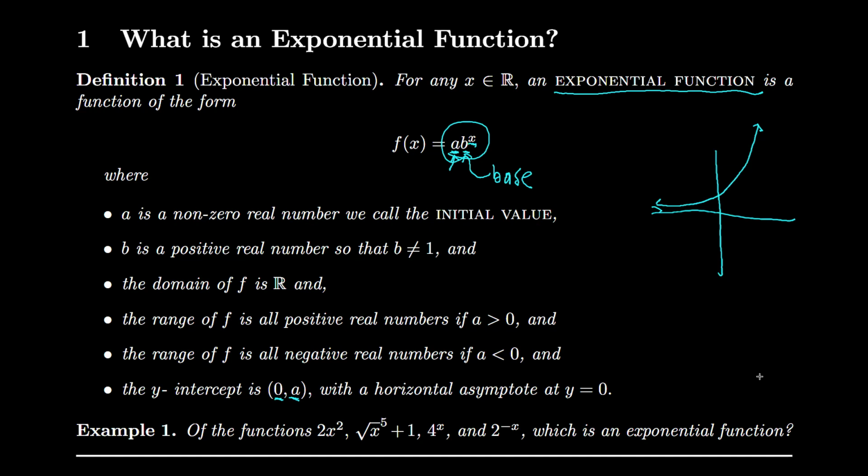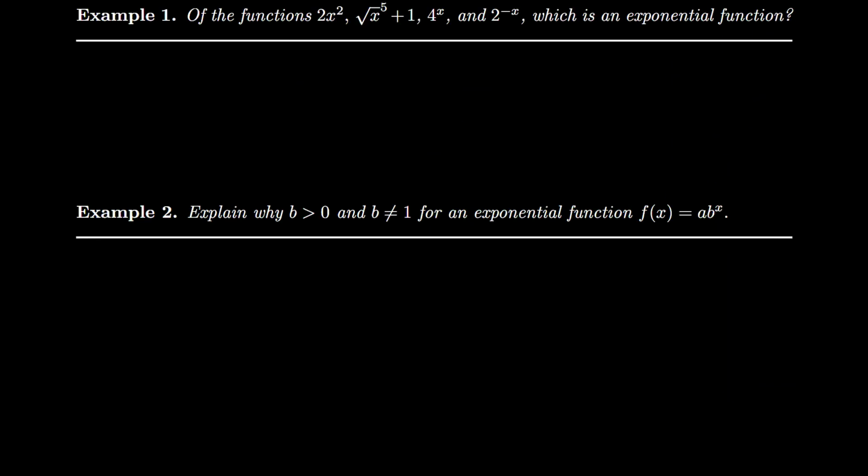But let's look at this first example here, and then just a second one. Just a little thing to note. The first example says, of the functions 2x squared, the square root of x to the fifth plus 1, 4 to the x, and 2 to the negative x, which is an exponential function? This is sort of a tricky way that I asked it, as if there were only one, but there's actually two in this one.